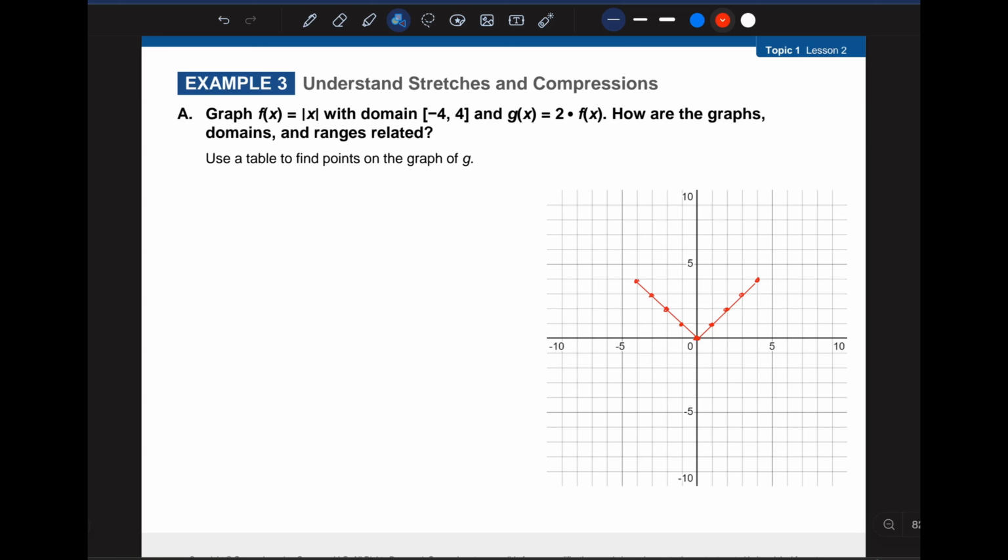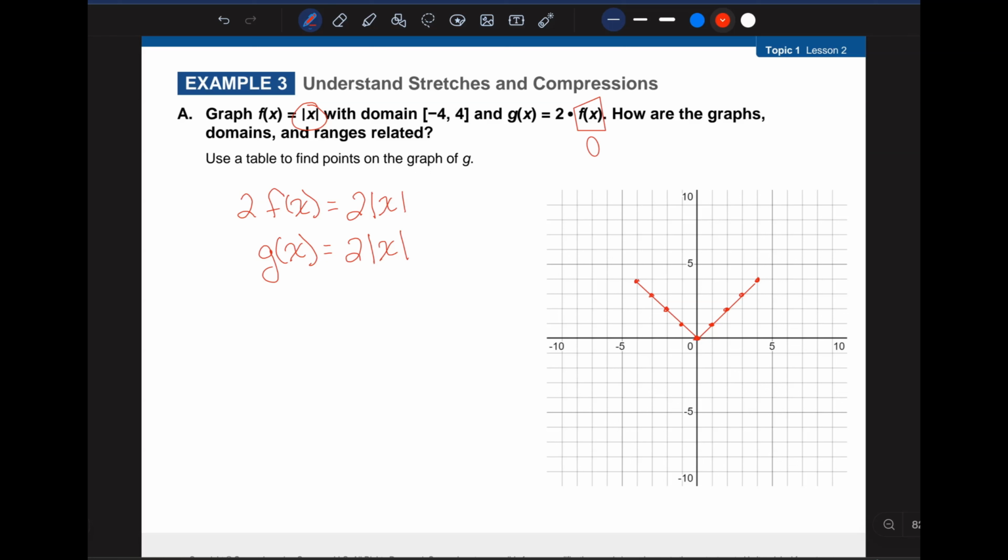Now they're asking me to take 2 times f of x. Now remember, f of x is my y, or my entire equation that I have. Okay, so when I do that, I know that that's going to be something that has to do with a vertical motion. All right, so if I take 2 times f of x, I know that f of x is the absolute value of x. So 2 times the absolute value of x. That gives me my g of x. Now, I could, if I wanted, go to my calculator, plug in 2 times the absolute value of x into the y equals, go to my table, get the points.